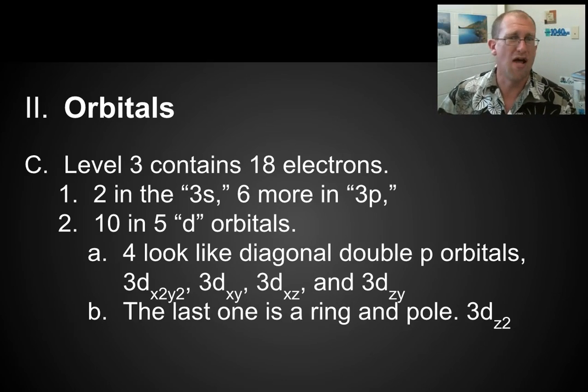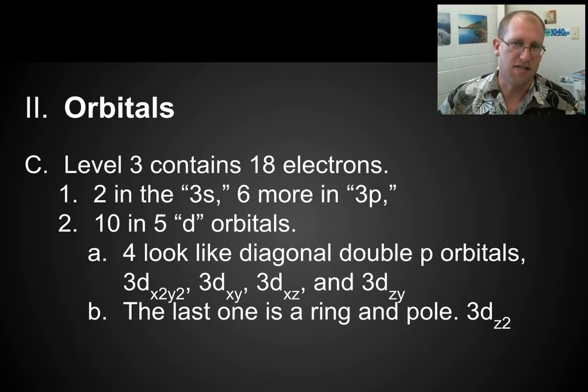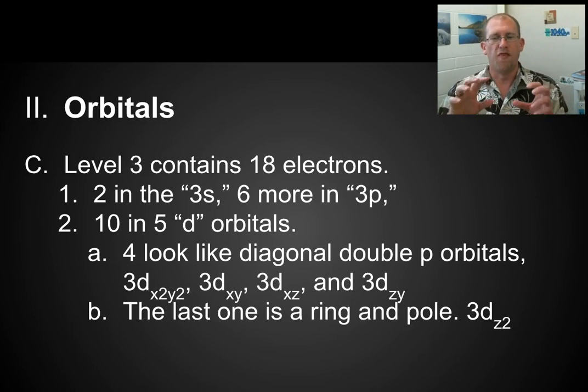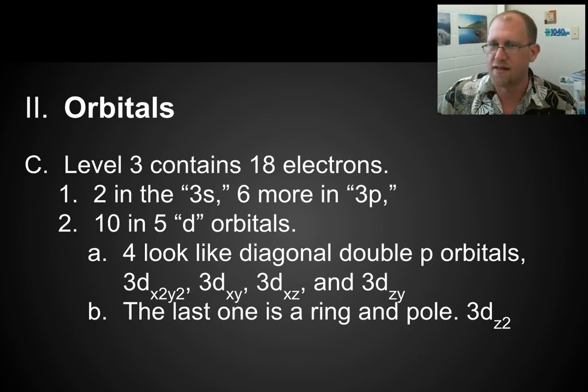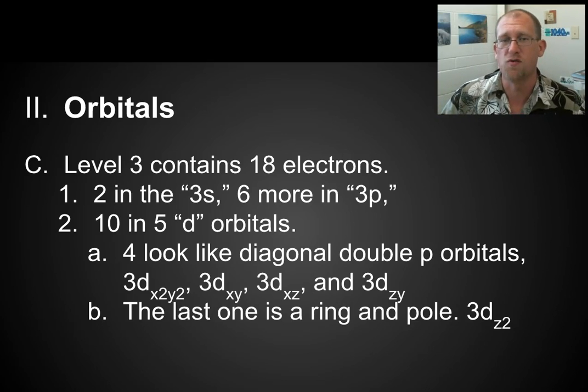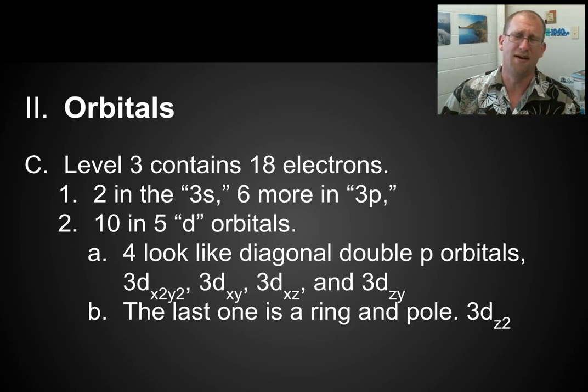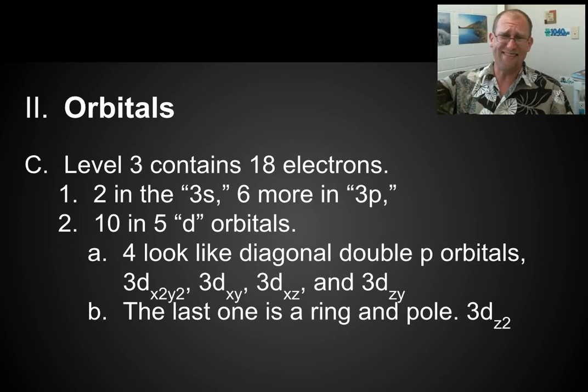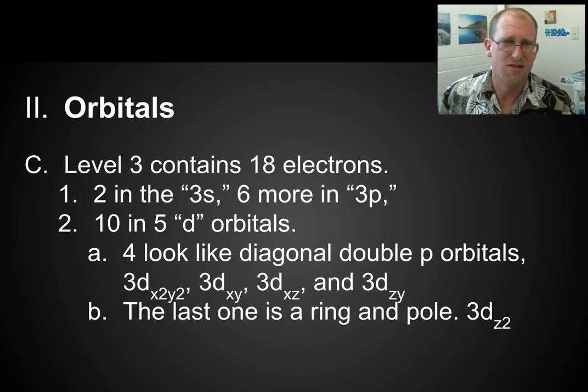Dumb names. You don't have to use these names very much. You just have to survive this chapter, okay? After this, you'll just be able to say 2d, 3d, and you'll be okay. The last one is not a p-shaped looking orbital at all. This one looks like a ring and a pole. Strange. God is creative, right? Why make it all the same? Let's stick in this ring and pole thing just because it's fun.